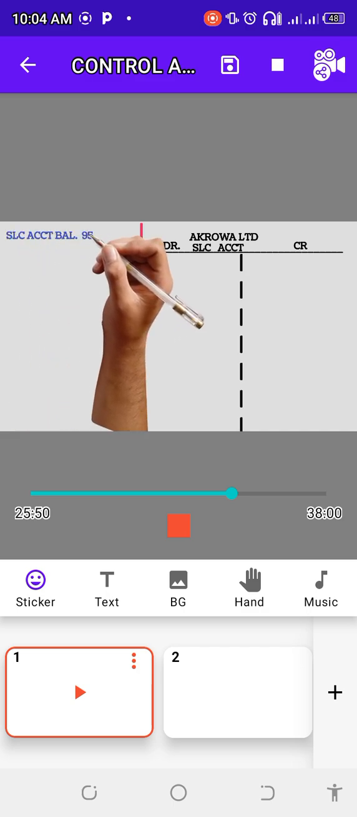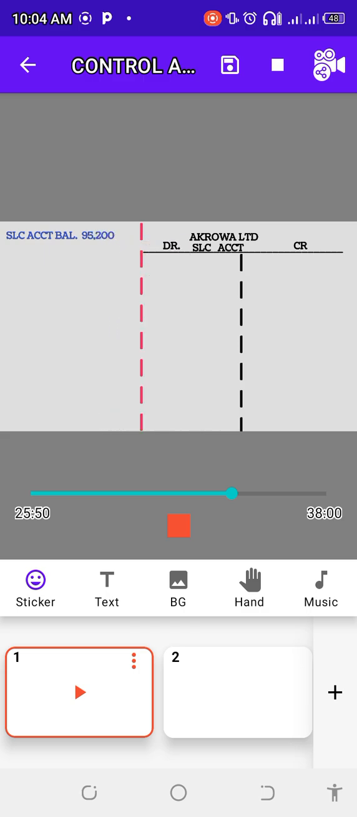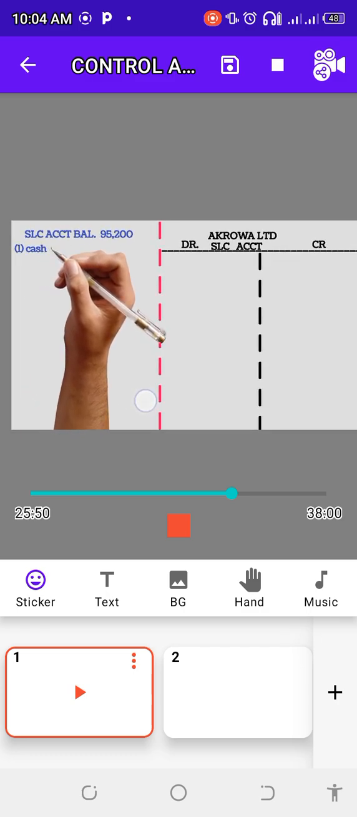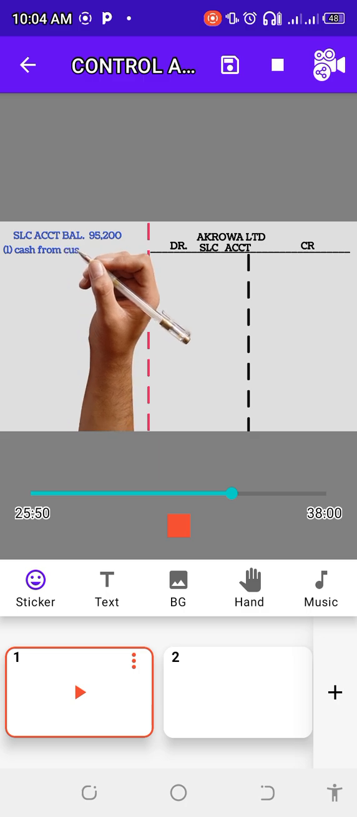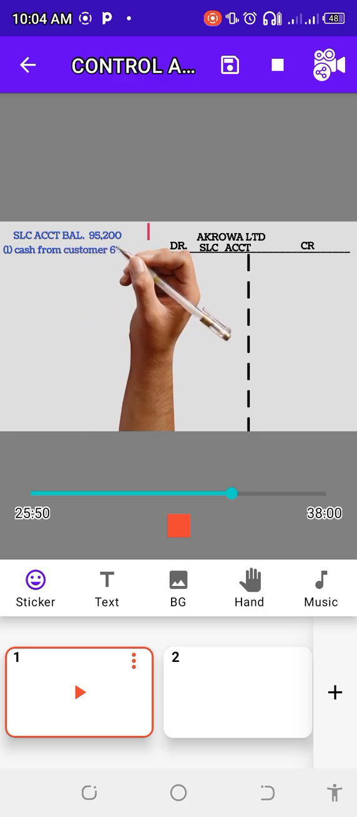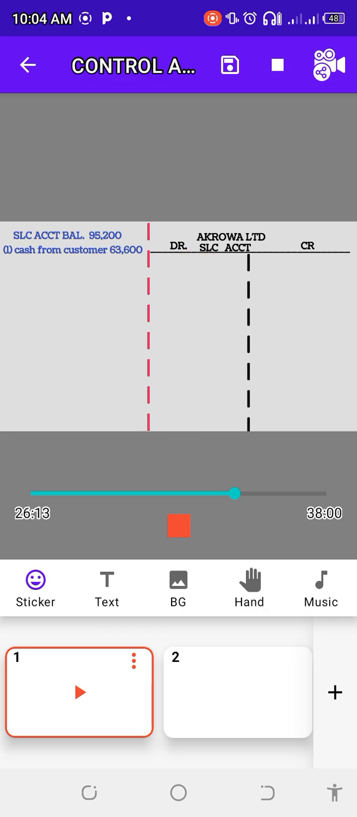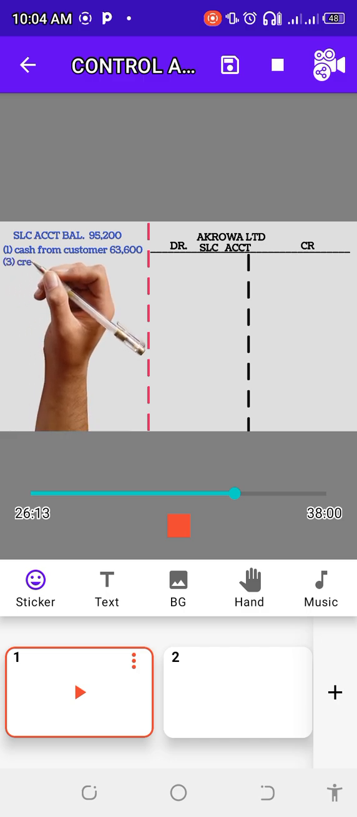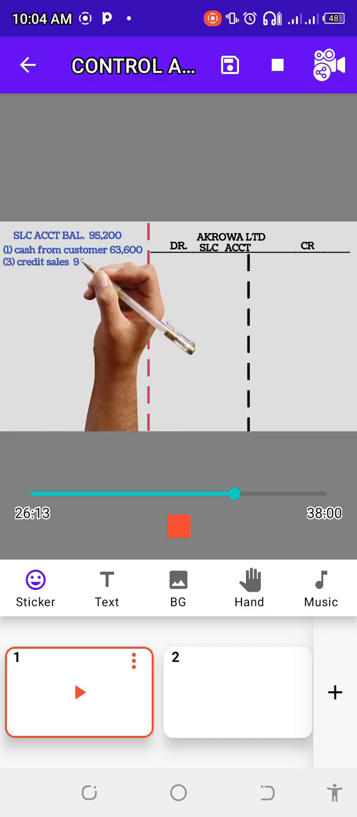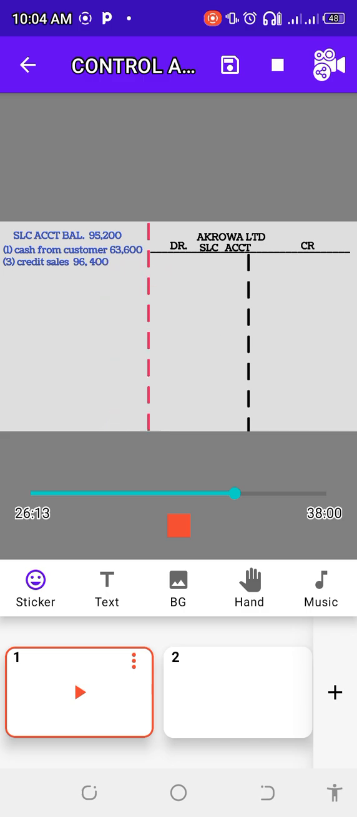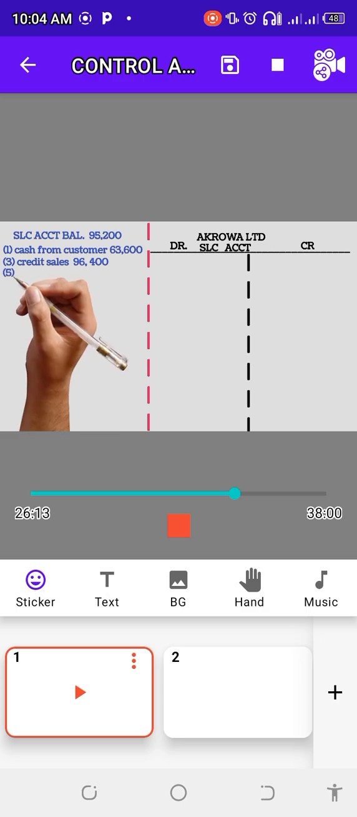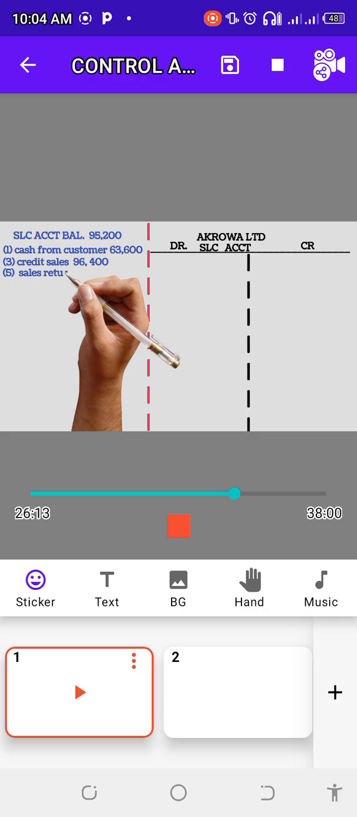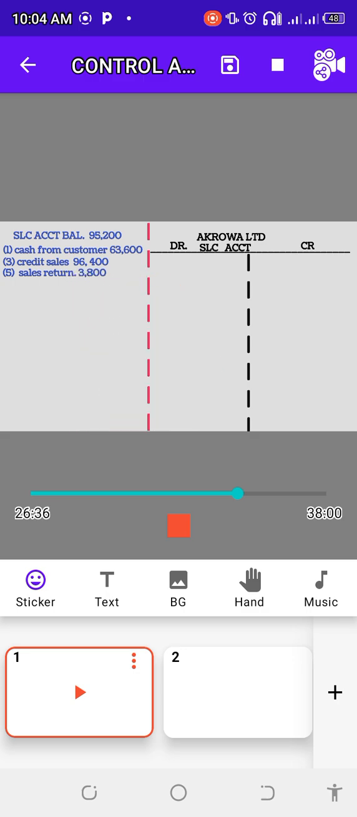The first one is balance brought down, which is 98,200. Then transaction 1, which is cash from customer. Then transaction 3, there is credit sales, that is 96,400. Then transaction 5, there is sales return. Sales return 3,800.